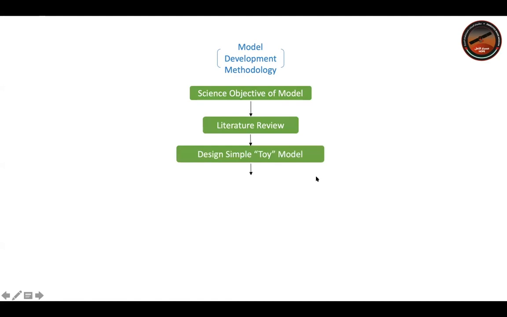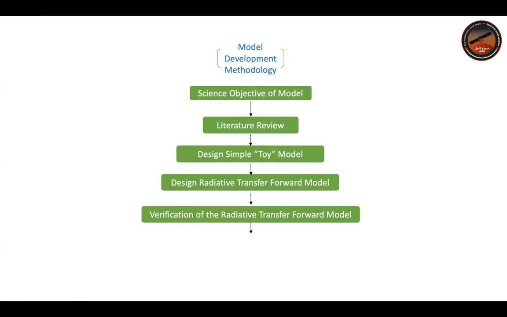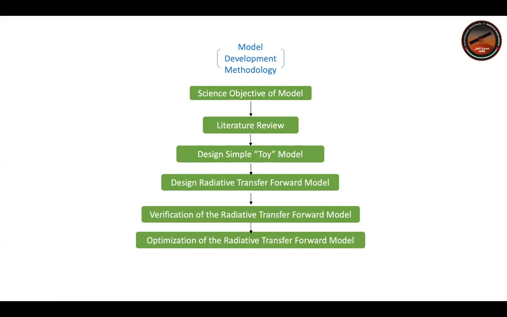In our case, we started first by designing a simple toy model as a beginning of this project. And I'll go through all of this in detail in my next slides, but this is just going over everything in the beginning. Later on, after getting some results from our toy model, we were confident to design the entire radiative transfer model. We then try to verify the results that we're getting from the radiative transfer model. Finally, we work on optimizing how we can make these results more accurate. What can we add to the model?